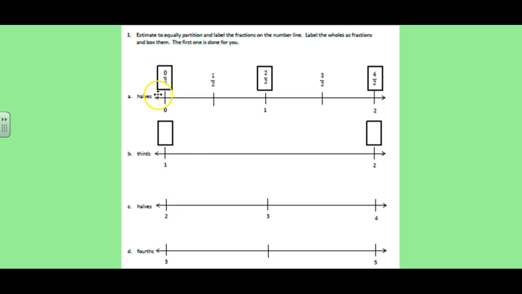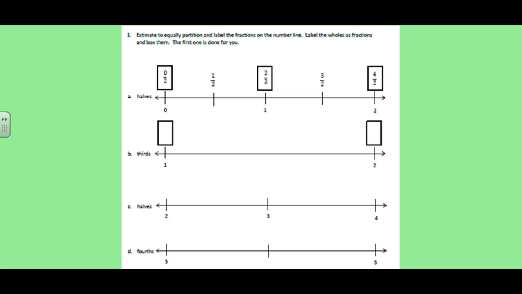And we cannot forget that we have to box in the whole number fractions. So where you see a whole number on your number line, you're going to be boxing those fractions in so we know what fraction is equal to that whole number. And over here next to each number line, you see halves and thirds and halves and fourths. So each part of your number line needs to be divided into these certain sections. So you've got to pay attention to that whenever you're working on this. So the first one's done for us.